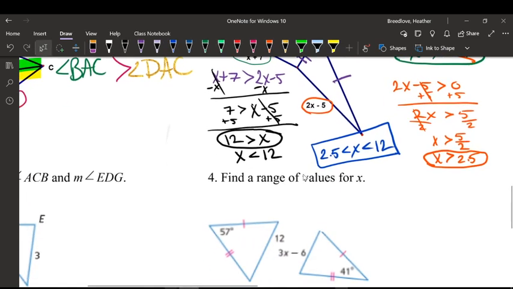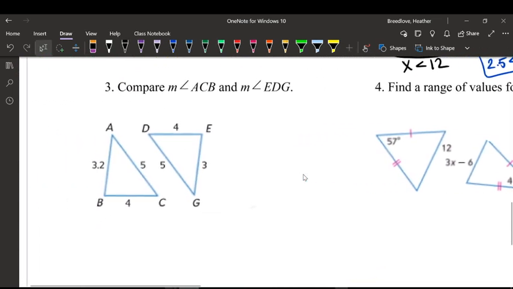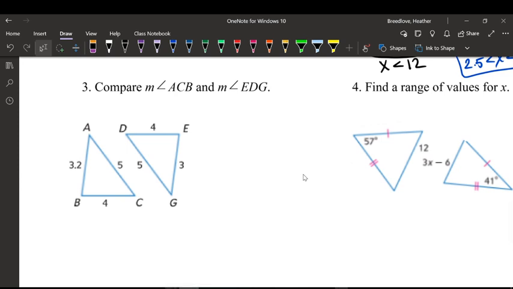All right, I'm going to do some more examples. Number 3, again, is just to compare. When you compare, that's one of the easier ones. We're comparing the sides.